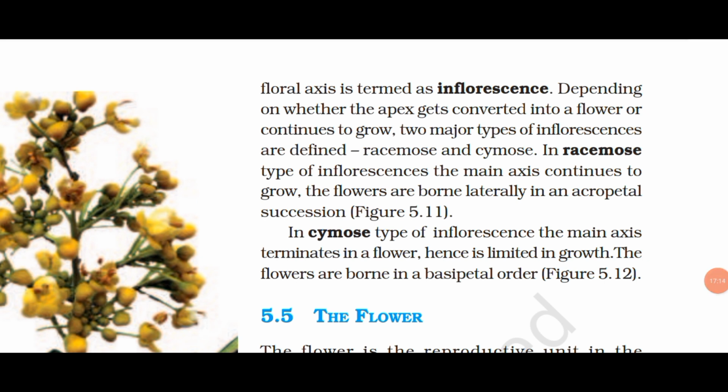floral axis is termed inflorescence, depending on whether the apex gets converted into a flower or continues to grow. Two major types of inflorescences are defined, racemose and cymose. In the racemose type of inflorescence, the main axis continues to grow. The flowers are borne laterally in an acropetal succession. In the cymose type of inflorescence, the main axis terminates in a flower, hence is limited in growth. The flowers are borne in a basipetal order.